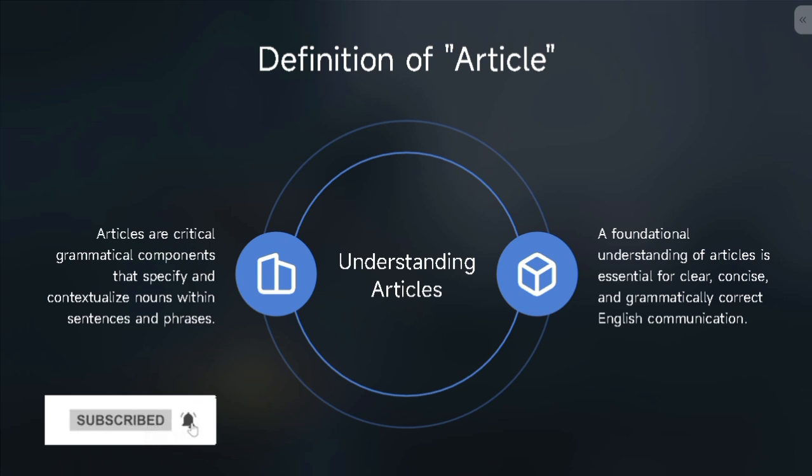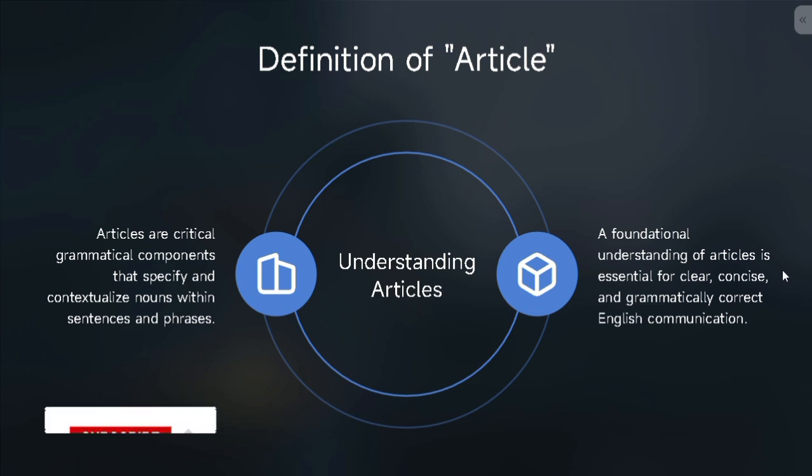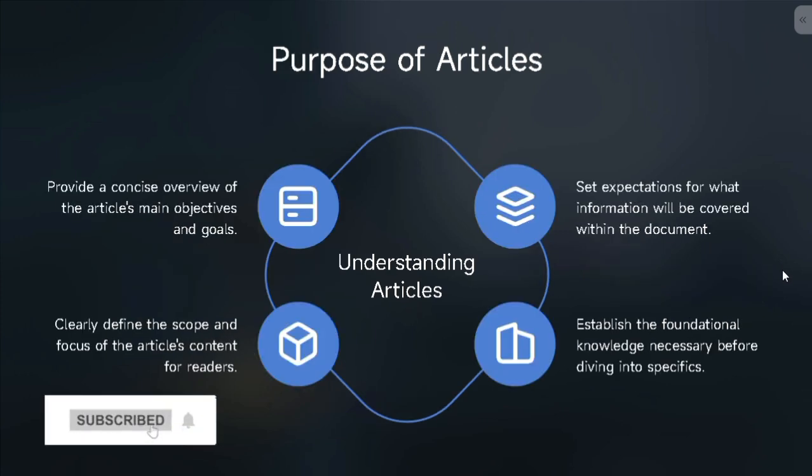Foundational understanding of articles is essential for clear, concise and grammatically correct English communication. So as I said earlier, if you have a proper concept about articles and their usage, that will help you ease out your usage of articles in the correct manner in your day-to-day sentences. So let's move on.